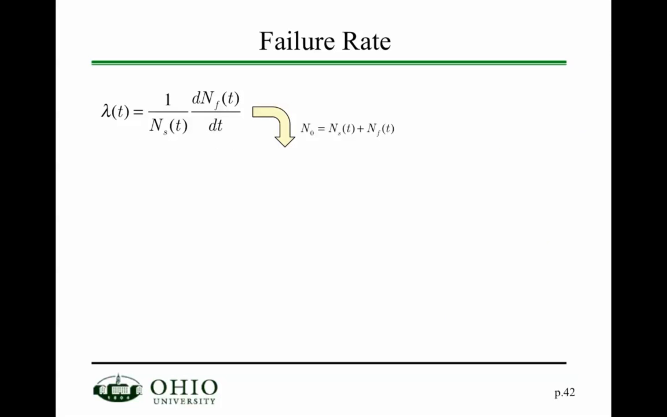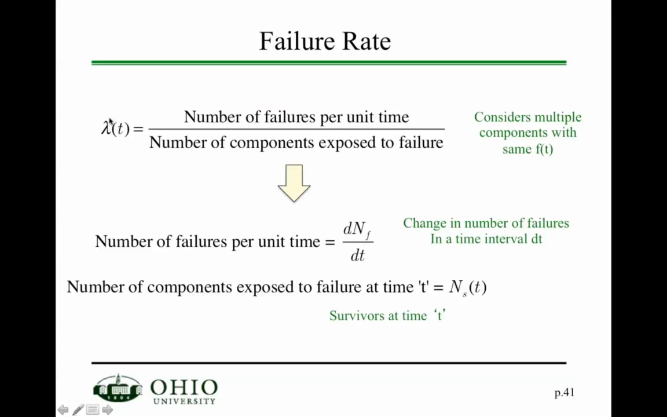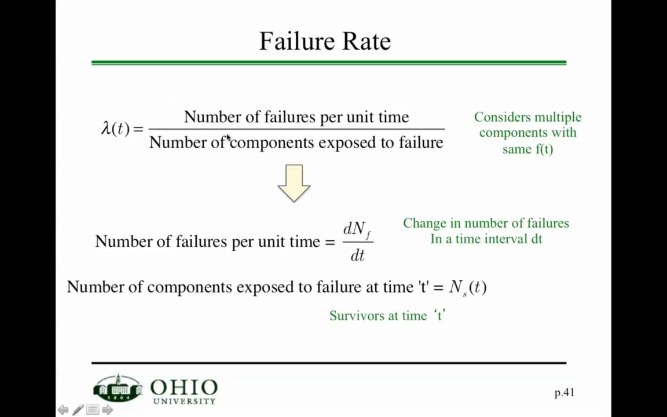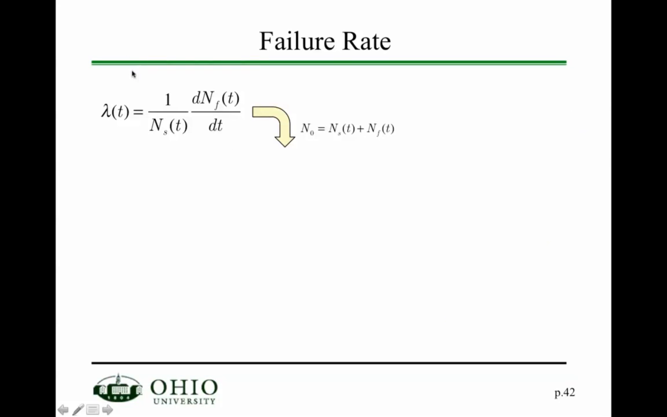So if you look at that, and we look at this lambda, that's really going to give us the number of failures per unit time, dnf/dt, divided by the number of components exposed to failure. And of course, that number that's exposed to failure is equal to the number of survivors. Then also we know that the total number is equal to the survivors plus the failed numbers.